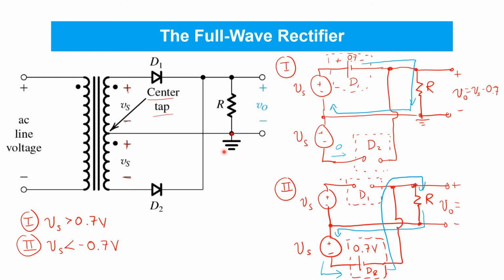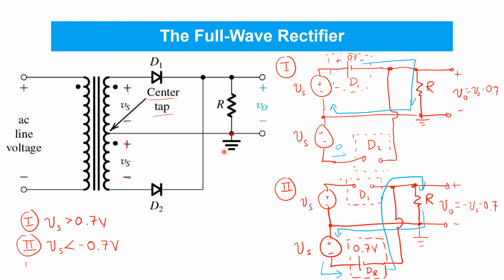In fact, if you follow the connections properly here, you'll see that VO is exactly negative Vs, which in case 2 is a positive voltage, a large positive voltage, minus again the 0.7 volt drop on diode D2 in this case. So even during the negative half cycle of the AC line voltage, you still get a positive voltage appearing at the output VO.